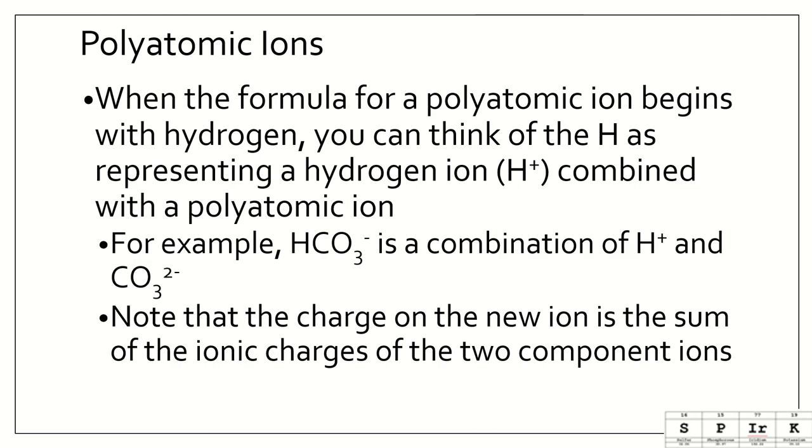So, polyatomic ions. When the formula for polyatomic ions begins with hydrogen, you can think of the H as representing the hydrogen ion combined with the polyatomic ion. For example, HCO3- is a combination of H+ and CO3 2-. Note that the charge on the new ion is the sum of the ionic charges. So we took H+, we added it to CO3 2-, and we get HCO3 1-, because positive 1 plus negative 2 is negative 1.